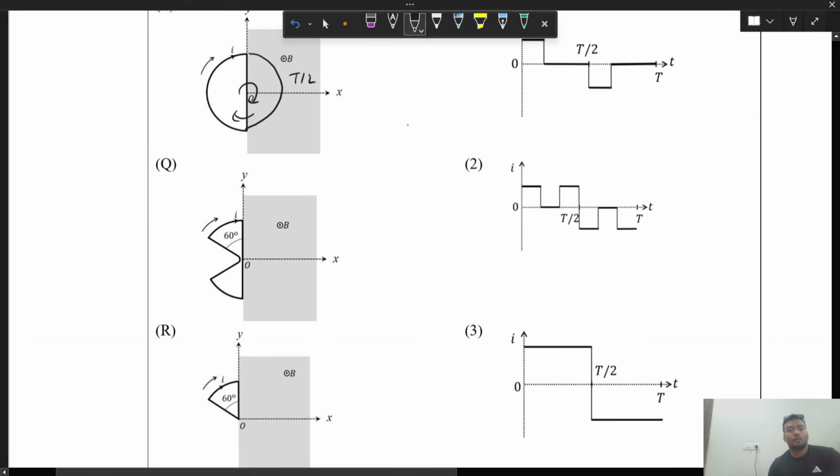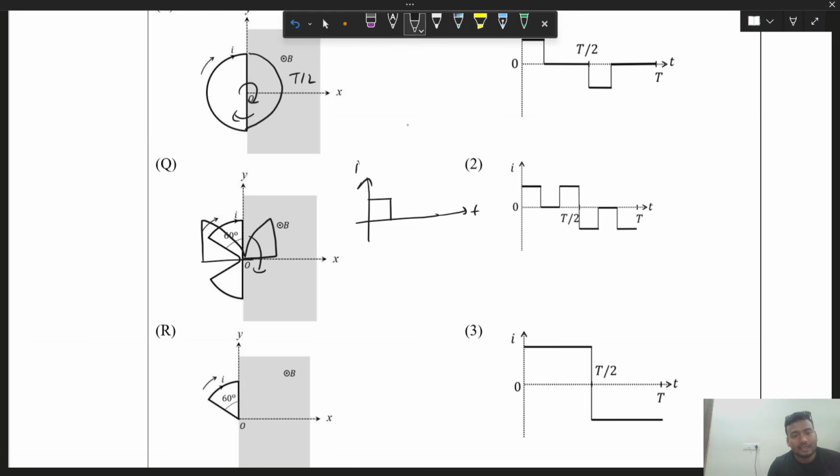Now let's talk about Q. For Q, see beta, when this portion of the frame is entering, flux is increasing, so you'll have current like this, right? Then after that you will get a gap. In that gap nothing is happening. Once this portion is entering, there is no further change in the flux. I am talking about such a time, beta, like this. There's no change in flux, right? So it will immediately be zero.